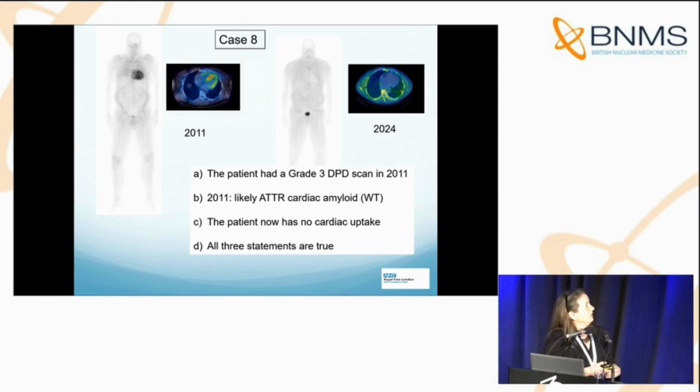Okay, so here are your options. The patient had a grade 3 DPD scan back in 2011. In 2011, likely ATTR cardiac amyloid of the wild type. The patient now has no cardiac uptake, or statement 3. Option D, all 3 statements are true. Yeah, all these statements are true.